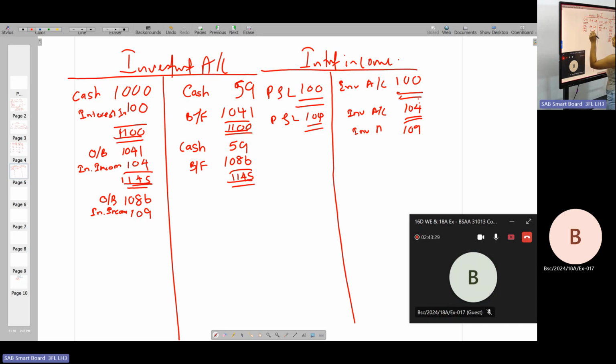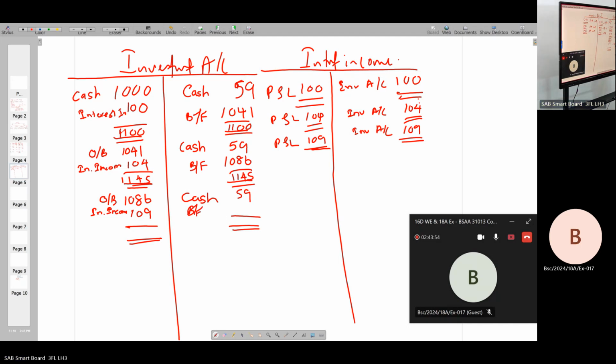At the same time you should charge that interest income to P&L. Interest income receipt 59. Cash debit, investment account credit. Balance carry forward, 1,134.